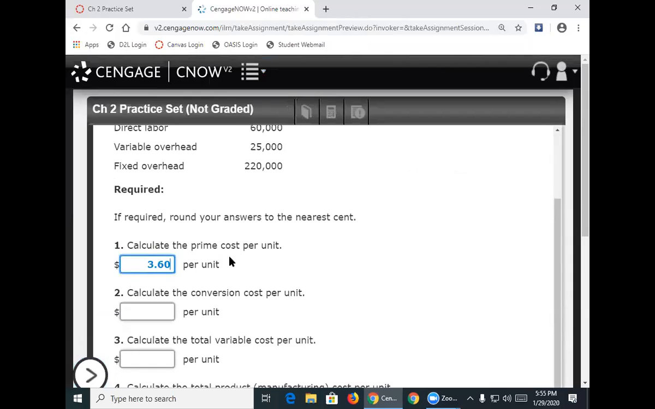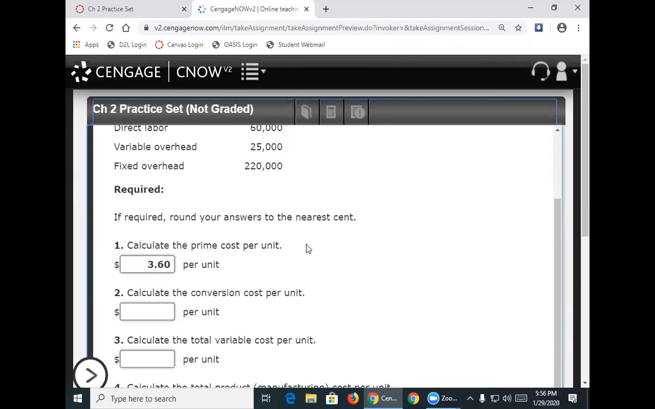So this first one's a little bit easier, right? It's going to say chapter 2 practice set. It's easier if you go straight through Canvas, because let's click on the home page. That way you don't have to find it in Cengage. For some reason, when you go to Cengage and try to find it, they put them in a different order, and it's ridiculous.